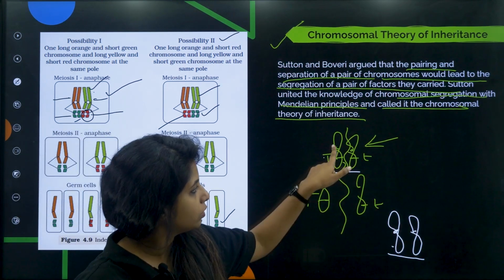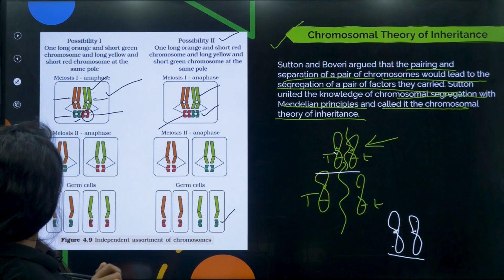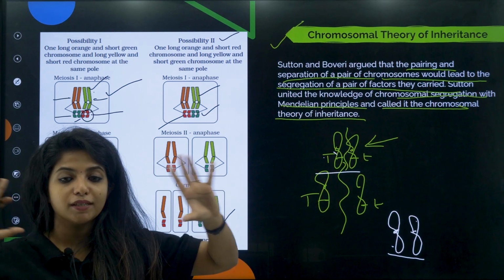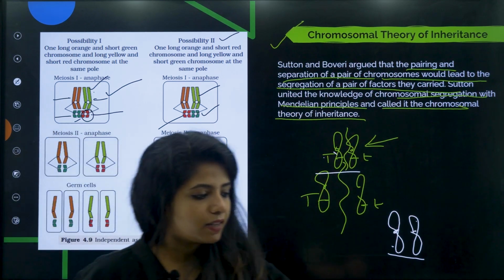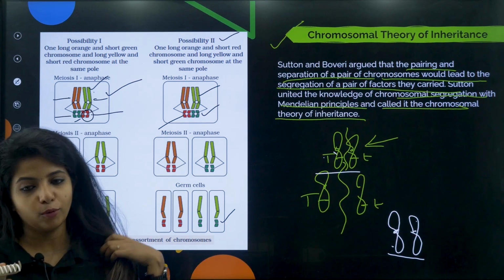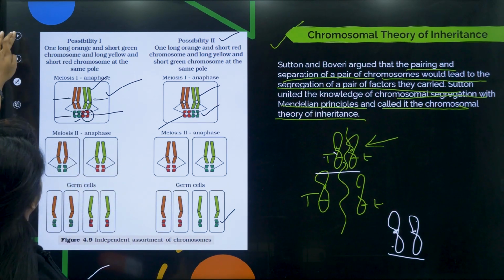This and this can go, or this and this can go, either way. Okay, no bounds attached. I know I got you confused. Please put all of your confusion away. Let's just concentrate on chromosomal theory of inheritance and also independent assortment. Both are different things.